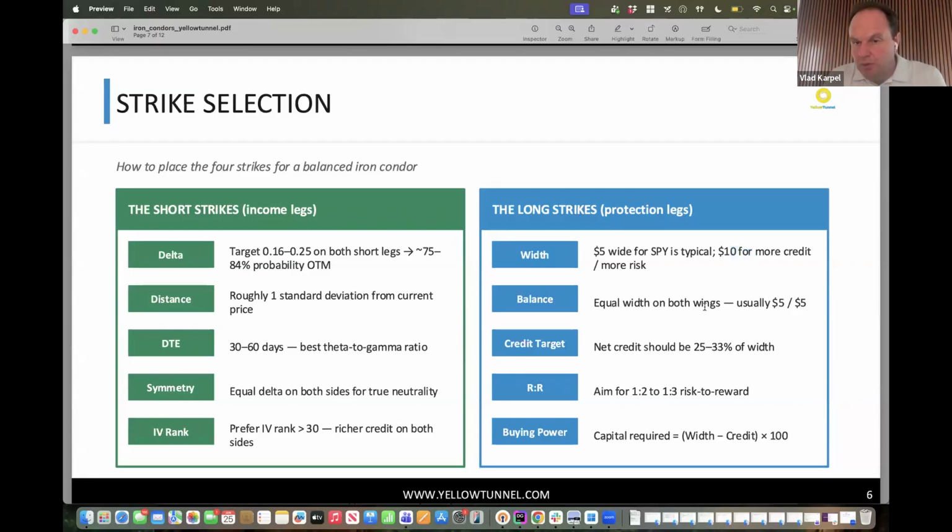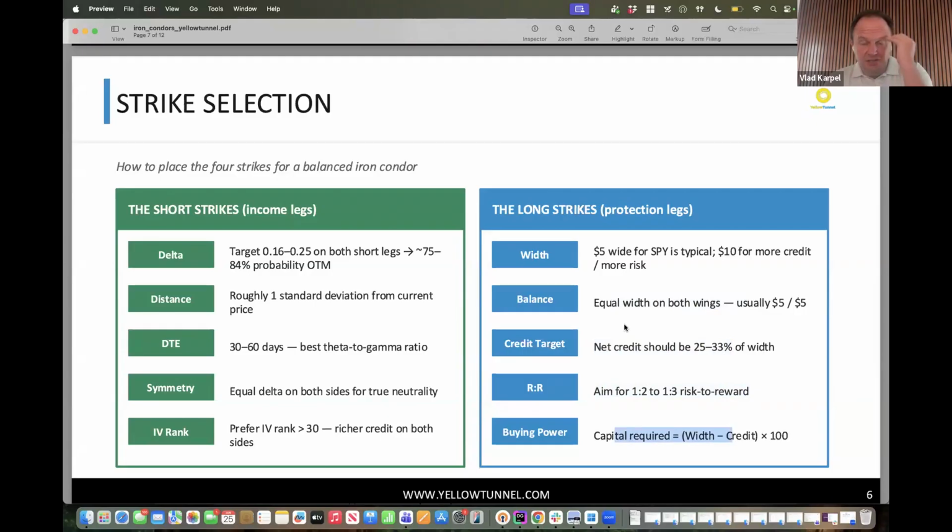Balance equal width on both wings. That's a typical setup for an iron condor. You can obviously have a broken iron condor where the width is different on each side, but then you're taking more risk. Net credit should be 25 to 30% of the width of the strikes, and aim for 1-to-1 to 1-to-3 risk versus reward, and capital requirement minus credit.